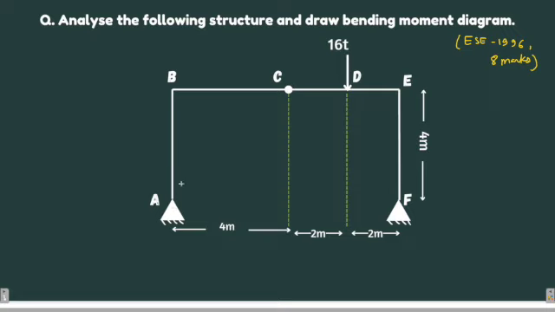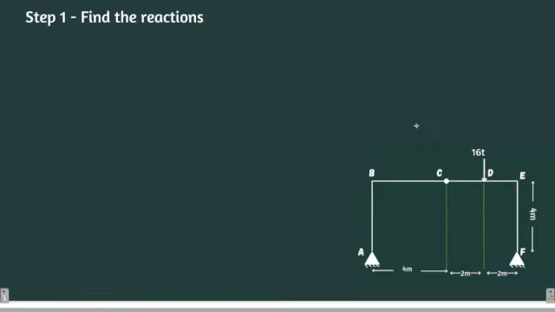So look carefully, a frame is given with an internal hinge at point C and there is a load of 16 tons acting at point D, and the distance between various points are given. Okay, without further discussion, let's start the question. So what shall be the approach? Our first step is to find the reactions at point A and point F.